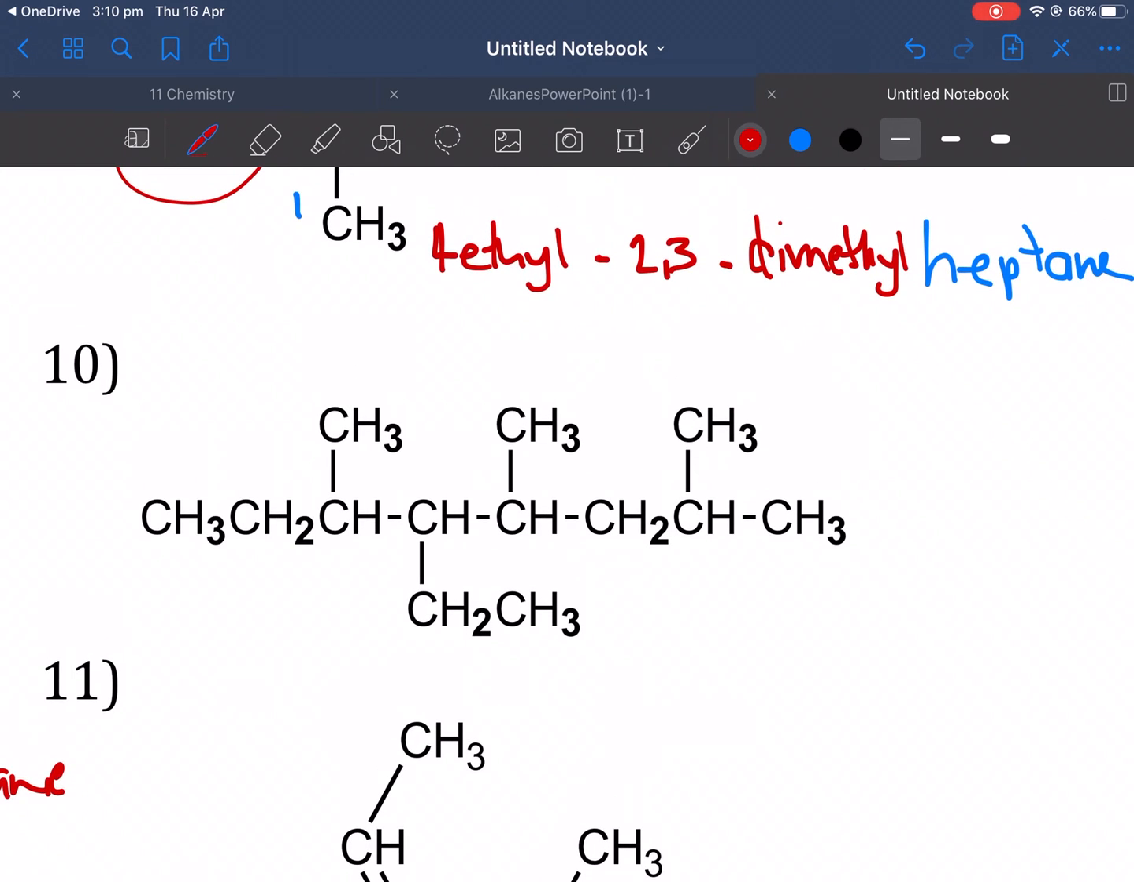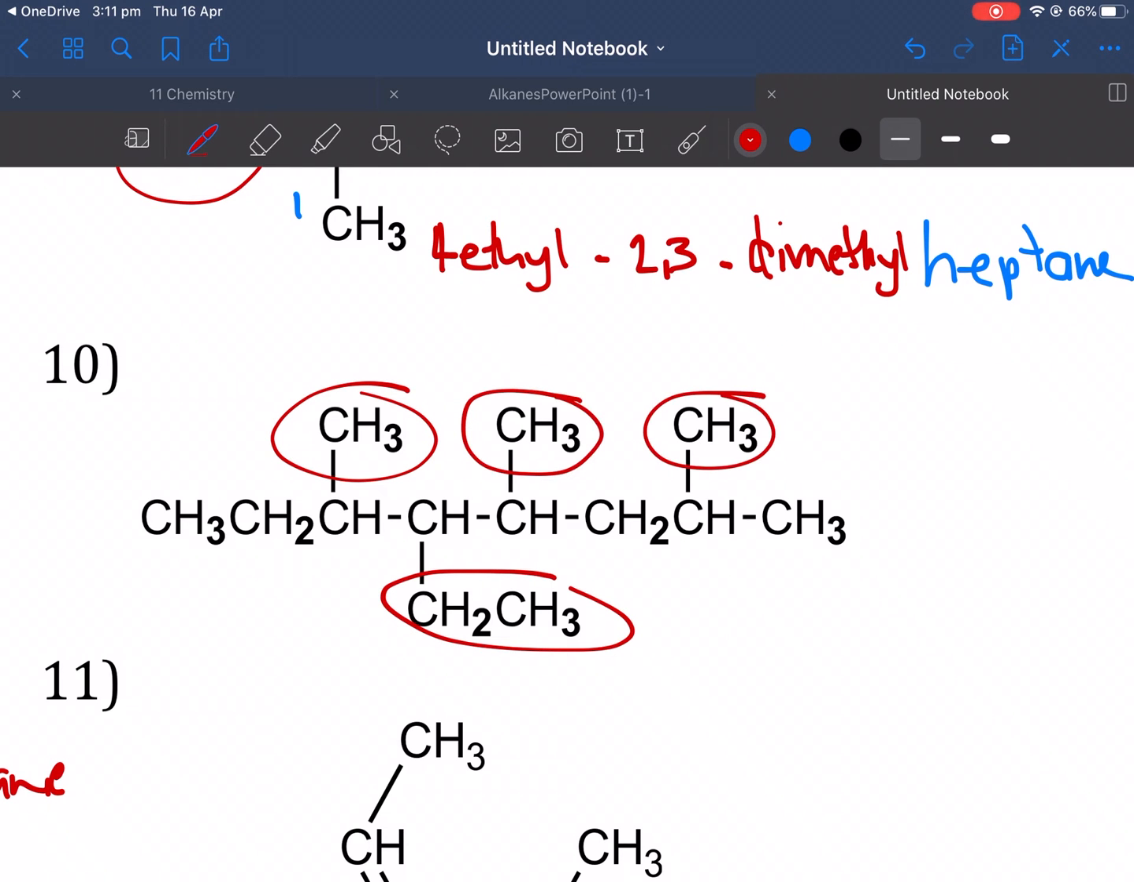Alright, starting again, circling our subchains. This time it is pretty straightforward. Secondly, we're going to write down our numbers. So we're going to actually go back and forth on this to see which way is best. So we'll do 1, 2, 3, 4, 5, 6, 7, 8. 1, 2, 3, 4, 5, 6, 7, 8.